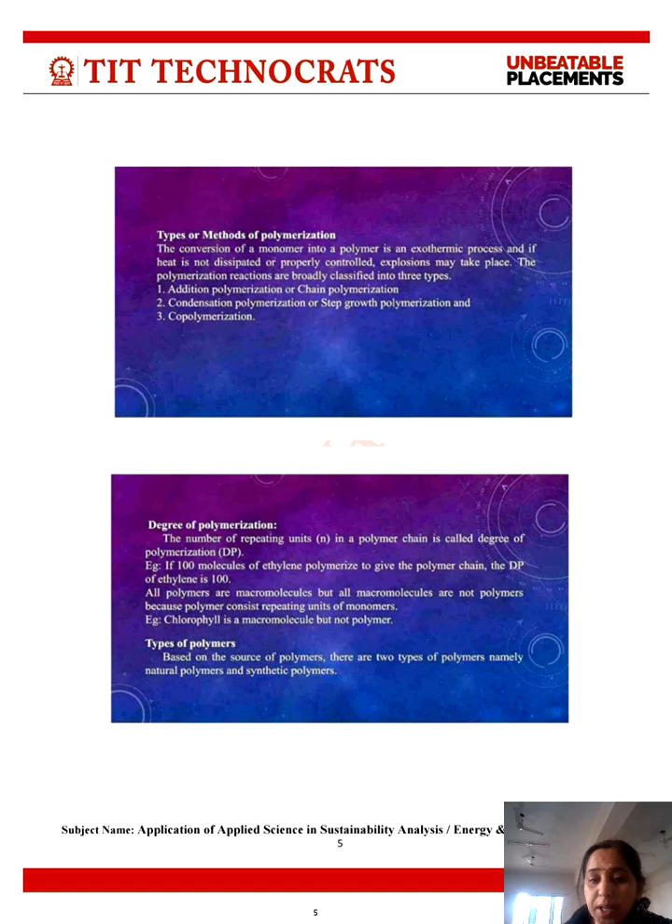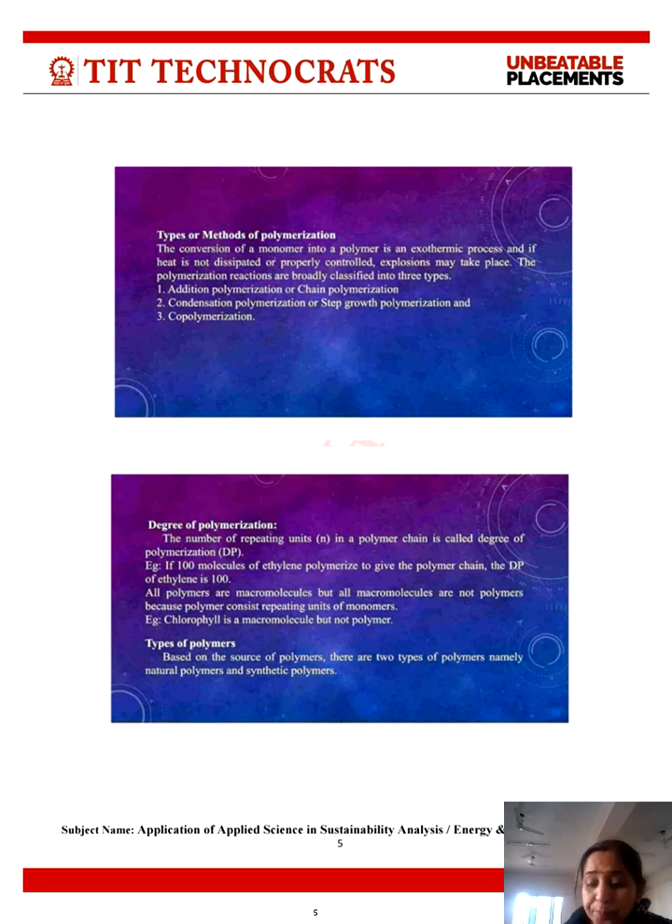Now, the next topic is degree of polymerization. The degree of polymerization is also shown by DP. The number of repeating units, that is n, in a polymer chain is called the degree of polymerization. For example, if I have taken 100 ethylene molecules to give the polymer chain, the DP of the ethylene is 100. All polymers are macromolecules, but all macromolecules are not polymers.